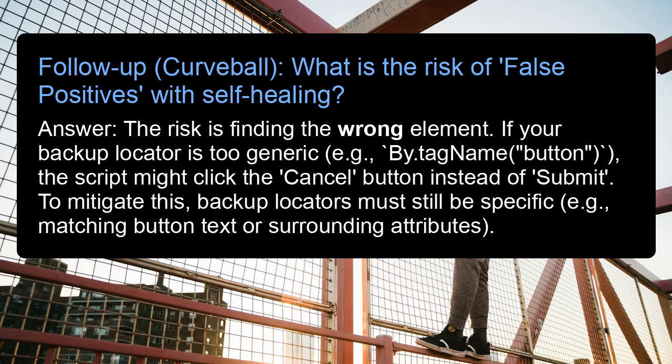Follow-up curveball. What is the risk of false positives with self-healing? Answer: the risk is finding the wrong element. If your backup locator is too generic, for example, by tag name, button, the script might click the cancel button instead of submit. To mitigate this, backup locators must still be specific, for example, matching button text or surrounding attributes.